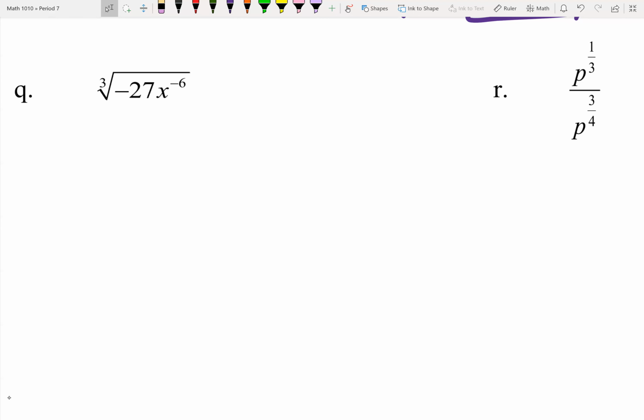What do you notice first? Some things really need to jump at you. What do you notice? The negative. What negative are you talking about? In front of the 27 or in front of the 6? In front of the 6 is the negative I notice. Okay, so look what I'm going to do. Cube root of -27. I'm going to take the x to the -6 down and make it an x to the +6. Freeze right there.